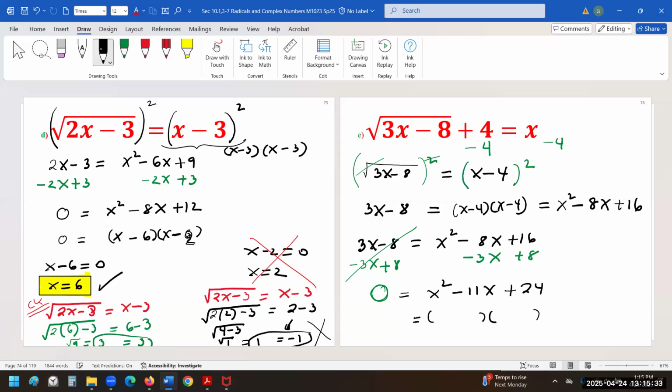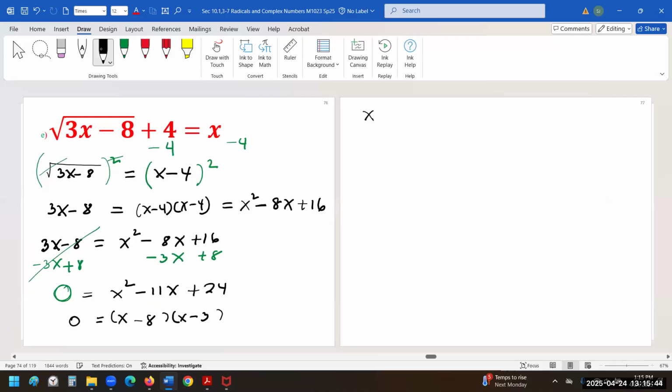Is it factorable? Negative what? Negative 8, negative 3. Perfect. You guys are doing great. So x minus 8 equals 0, x minus 3 equals 0. That gives us what is our x? And are we done? No, you must check both of them.